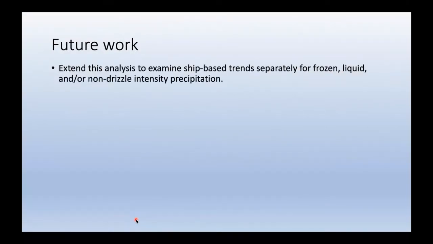Future work would be to try to break this down and look at trends separately for frozen, liquid, and or non-drizzle intensity precipitation. Keeping in mind again that as soon as you get more granular with your statistics, the statistics can become very poor very quickly. So there's a limit to how far you can take this. If you're looking at something which is relatively rare to begin with, then you're going to be really rare if you break it down further.